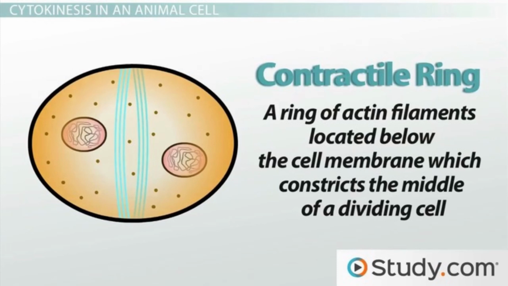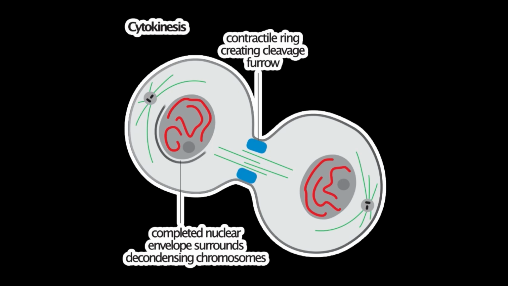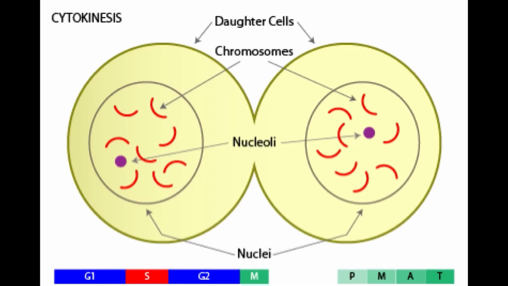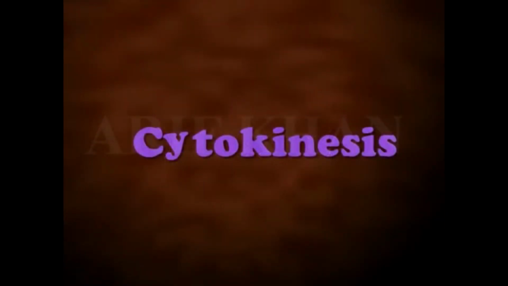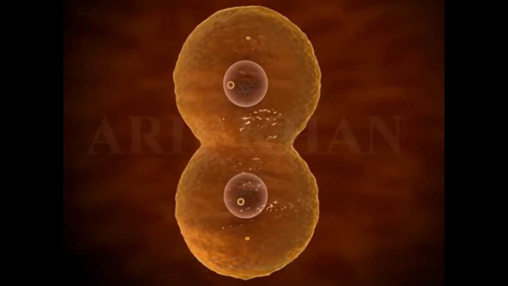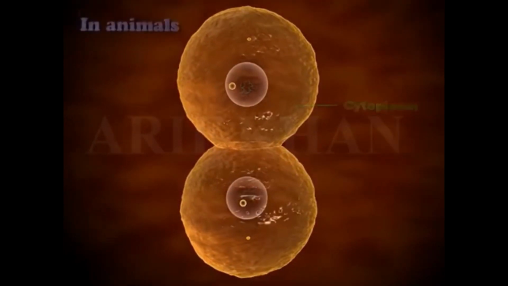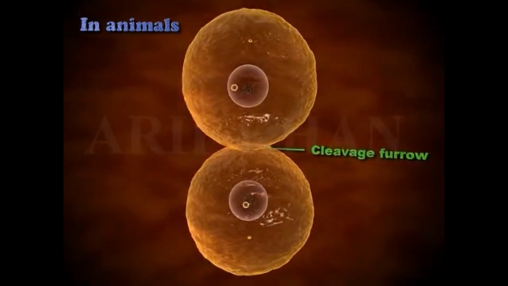Cytokinesis starts during the nuclear division phase called anaphase and continues through telophase. A ring of protein filaments called the contractile ring forms around the equator of the cell just beneath the plasma membrane. The contractile ring shrinks at the equator of the cell, pinching the plasma membrane inward and forming what is called a cleavage furrow. Eventually, the contractile ring shrinks to the point that there are two separate cells, each bound by its own plasma membrane.